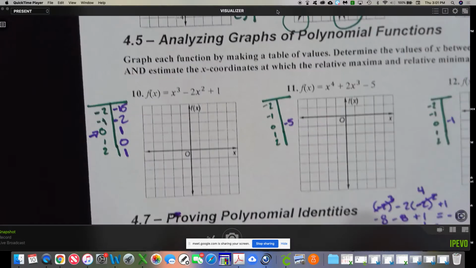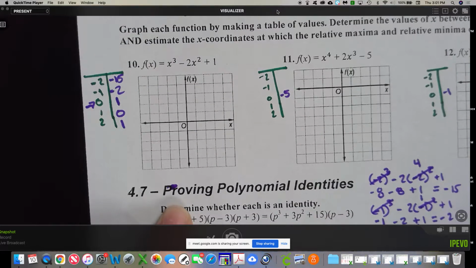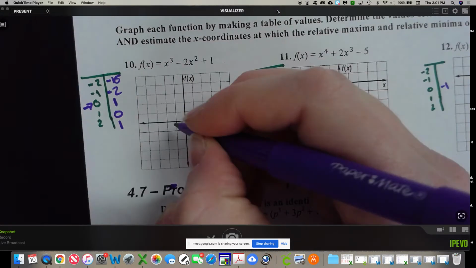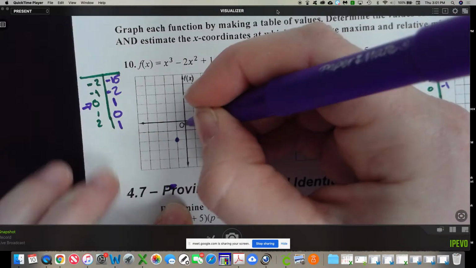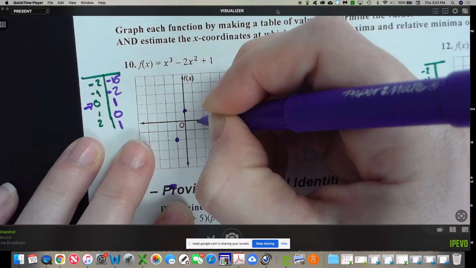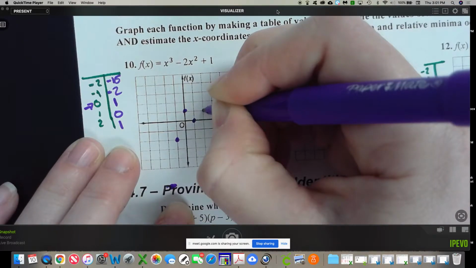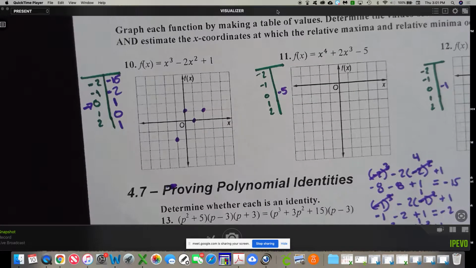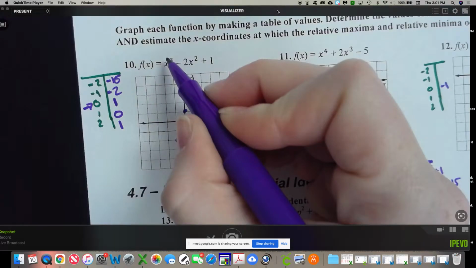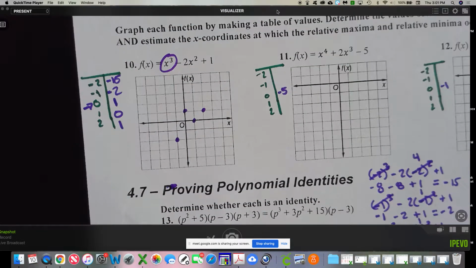Okay, -1 is at -2. Now we're on the chart. Okay, plotting the rest of them. 0 is at 1. 1 is at 0. 2 is at 1. Okay, now, before we connect the dots, this function is an x to the third power, right? What does an x to the third power look like? He's up and down, and he goes probably like that.